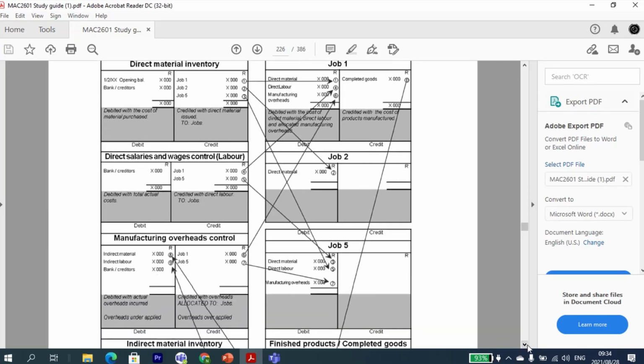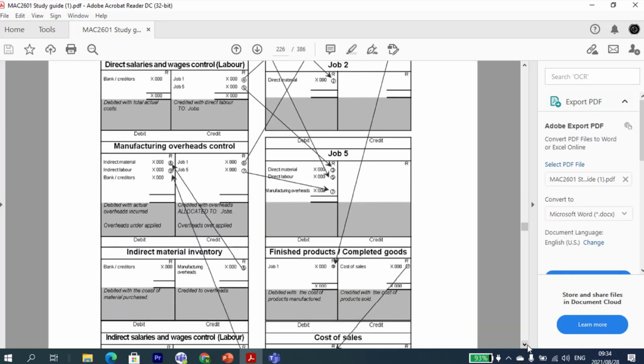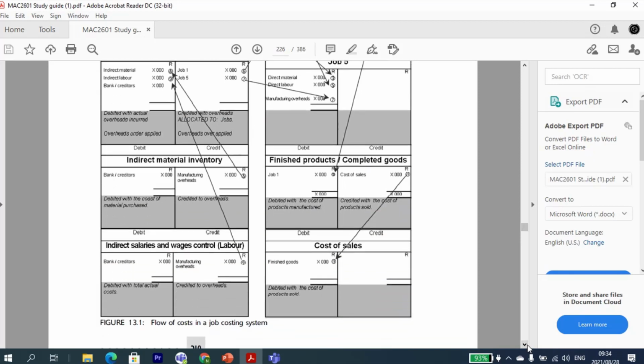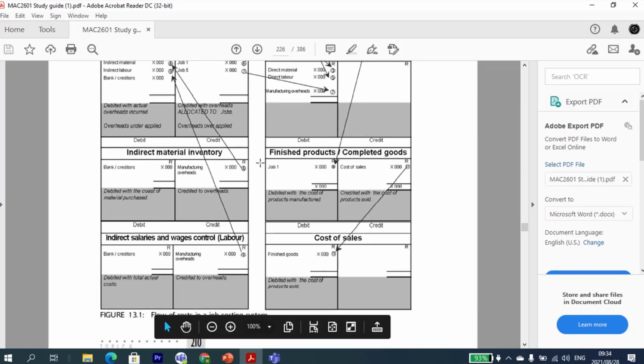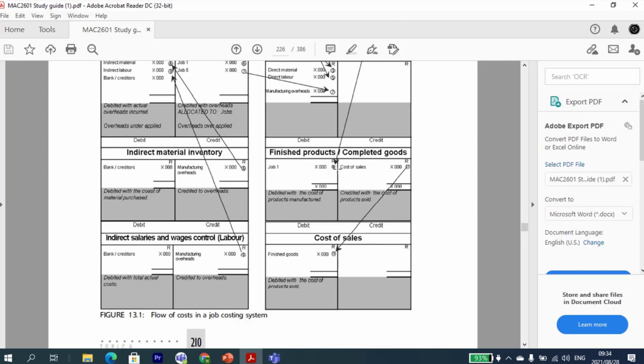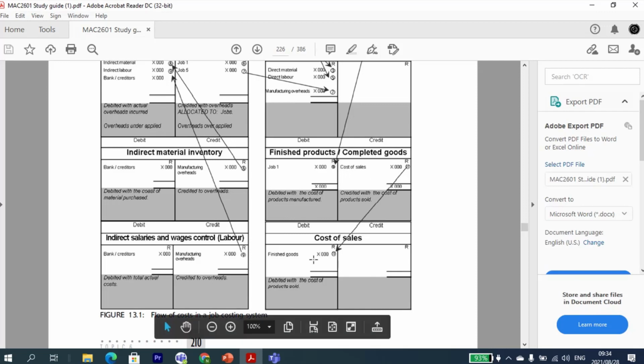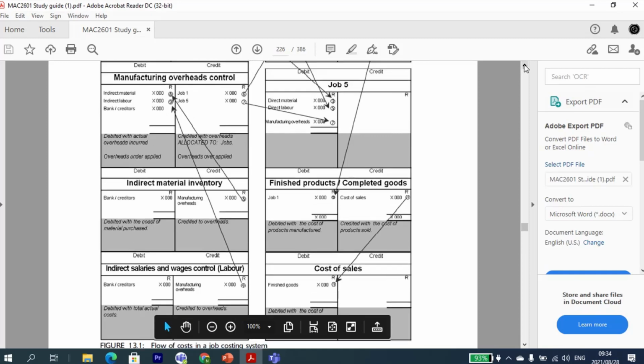It goes to, if you can just follow here, this finished product T account. It will show that job one is done, and once it's done, it's then transferred to your cost of sales. All right, so I hope you can follow the logic.